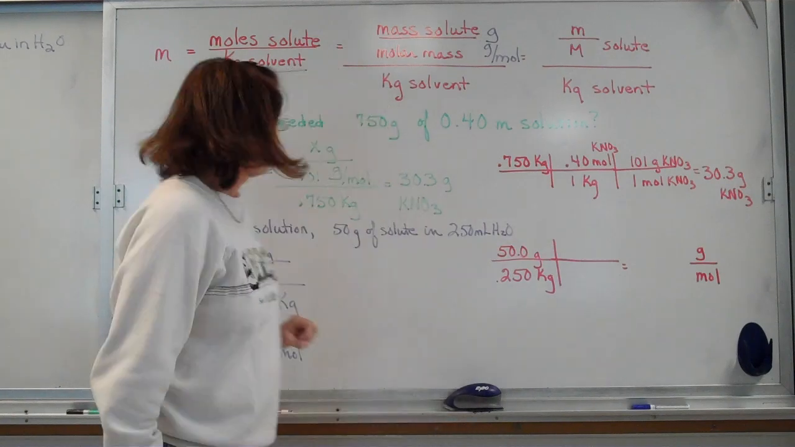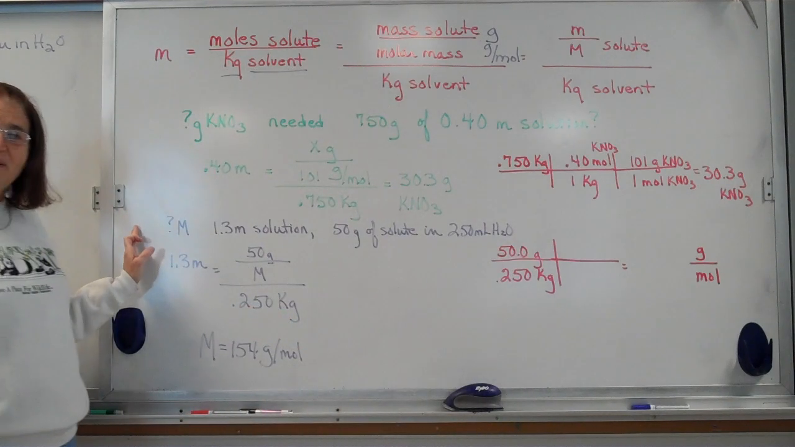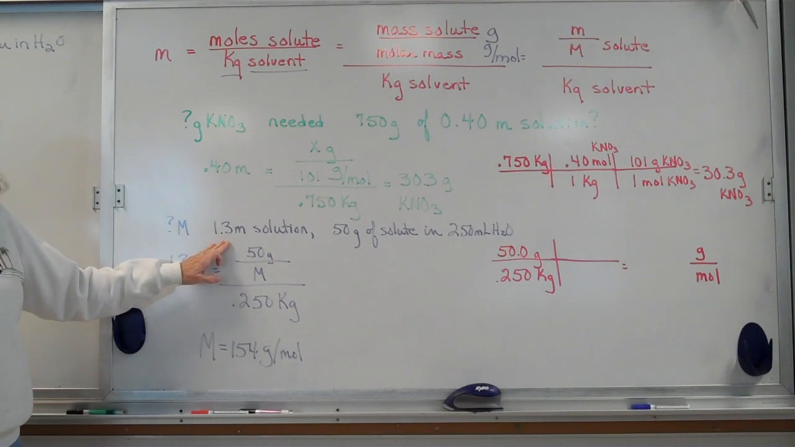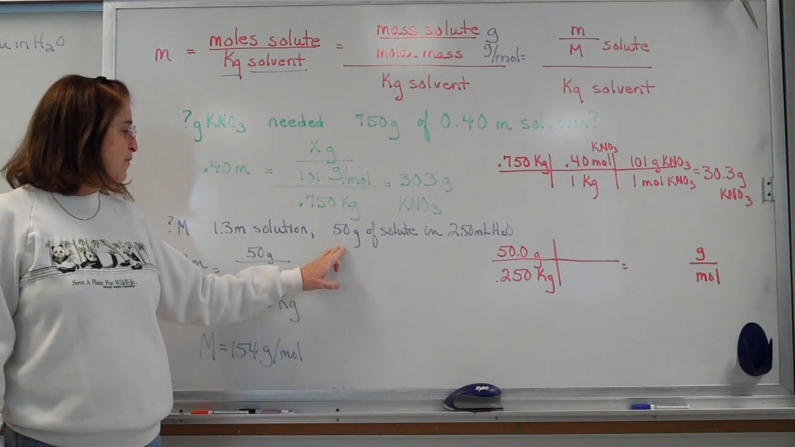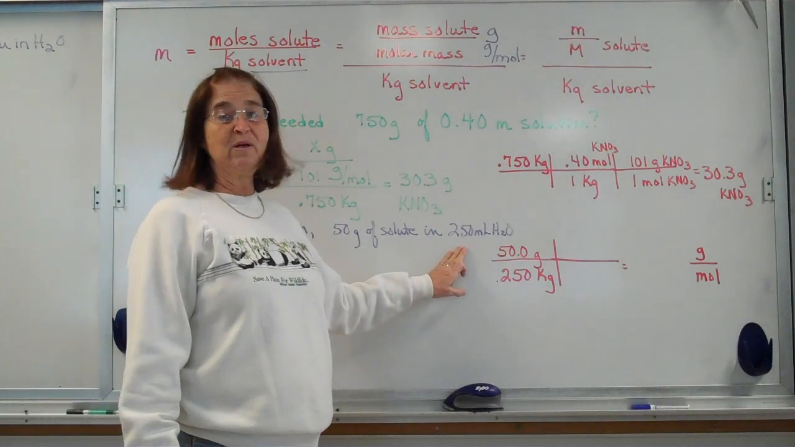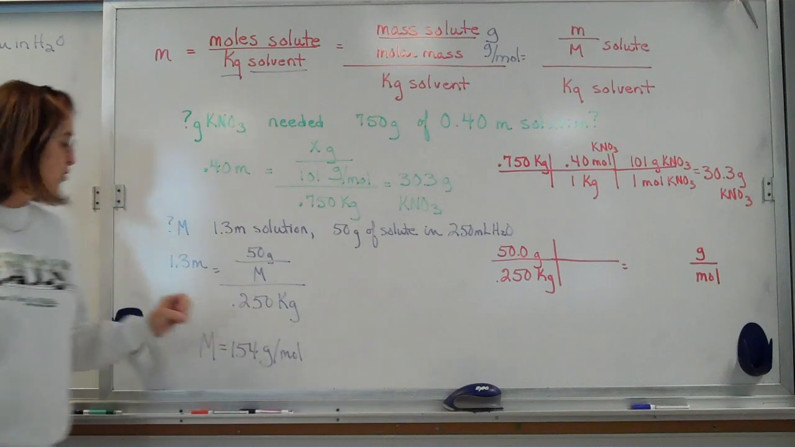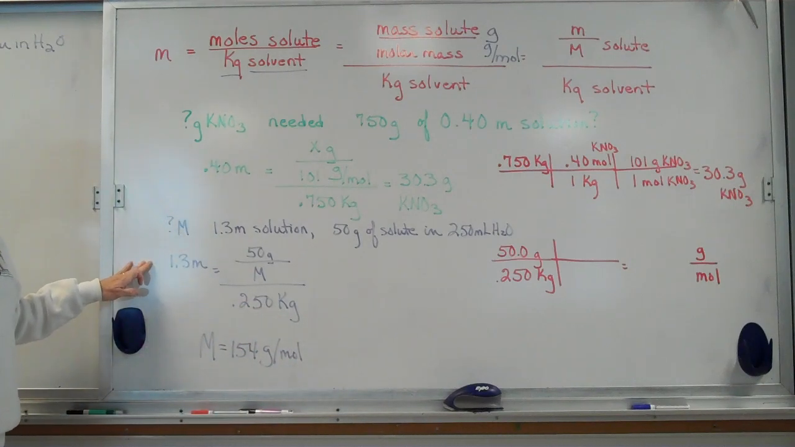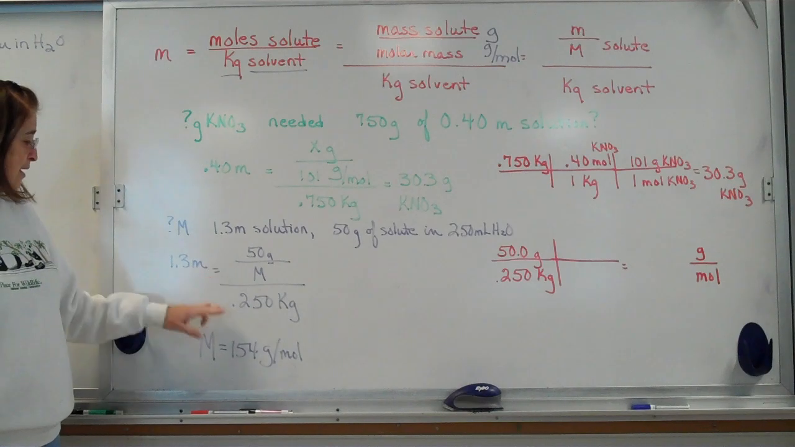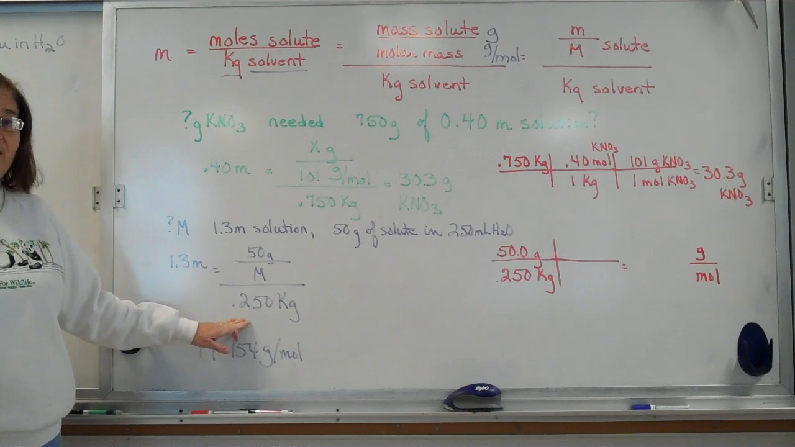Let's try another problem. In the second problem, the question is, what is the molar mass of an unknown solute? I'm going to make a 1.3 molal solution by taking 50 grams of this unknown solute and placing it in 250 milliliters of water. Two approaches. Here's the equation. I know the molality is 1.3 molal. I'm going to put 50 grams of some unknown solute into 0.250 kilograms of water.